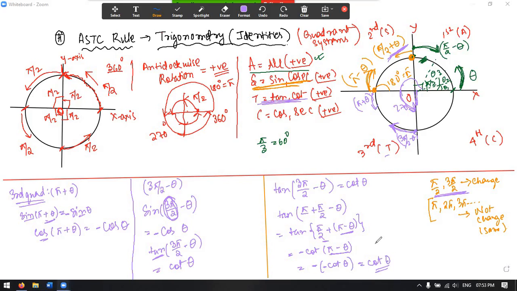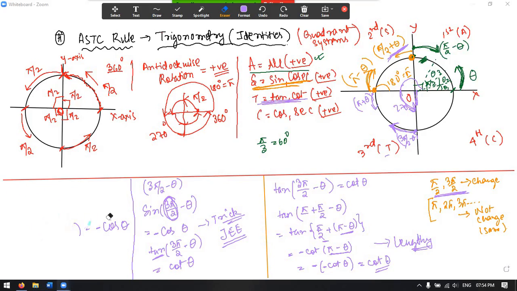This is a bit lengthy, but this is a trick which we can apply in our JEE exams. This was a very useful trick which we can generally apply in our JEE exams. Let me cite a new example for you guys.